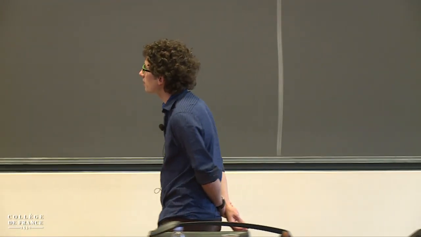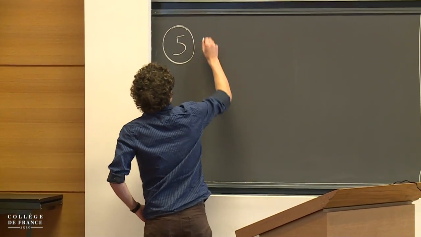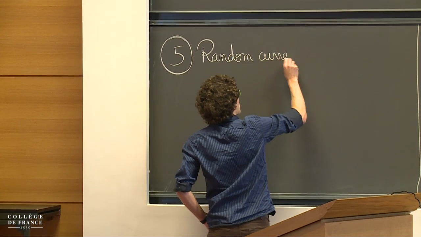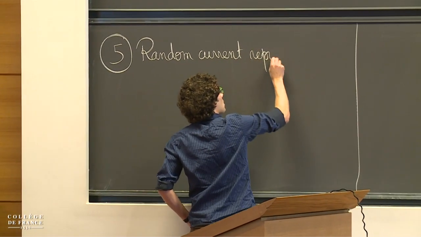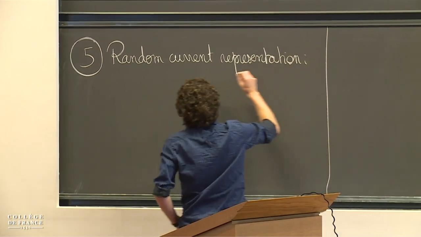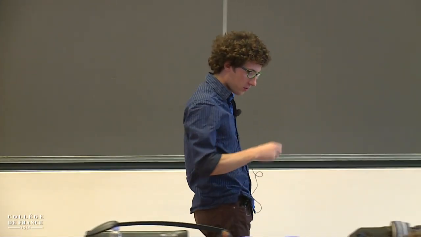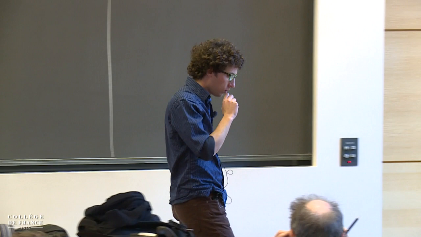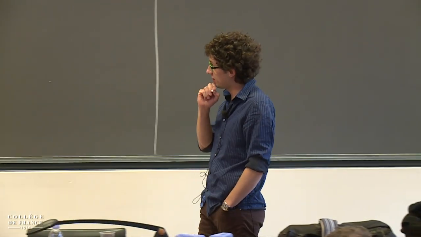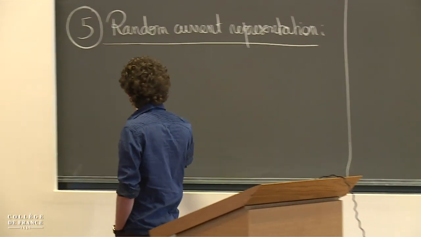So that's probably the fifth big section, which is called random current representation. It's surprisingly a representation which is very often ignored, even by people working on the Ising model, and it's basically one of the most powerful representations to study at least the critical behavior of this model. So we are going to work with the Ising model today.